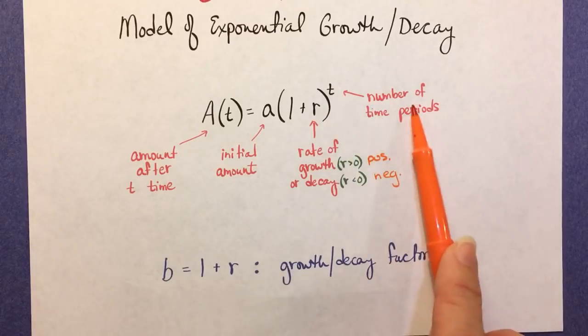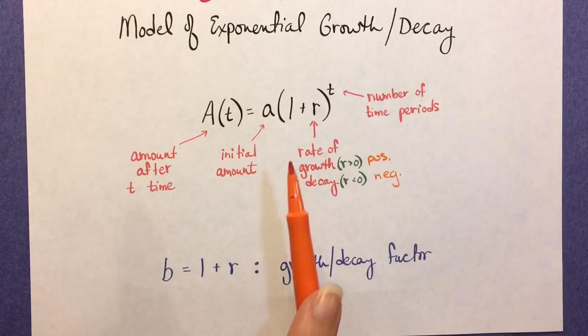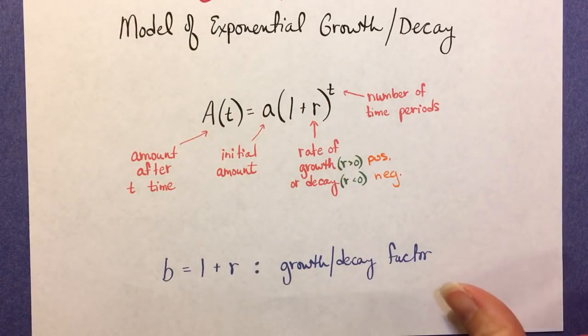And of course, T just stands for your time. So number of time periods. So like if I say 5 years, that just simply means that your period is in years, or it could be that it's in days. You know, that kind of thing will just vary from problem to problem, okay? So we're going to look at a couple of word problems, and of course, this is what we're going to end up using for each one of those.